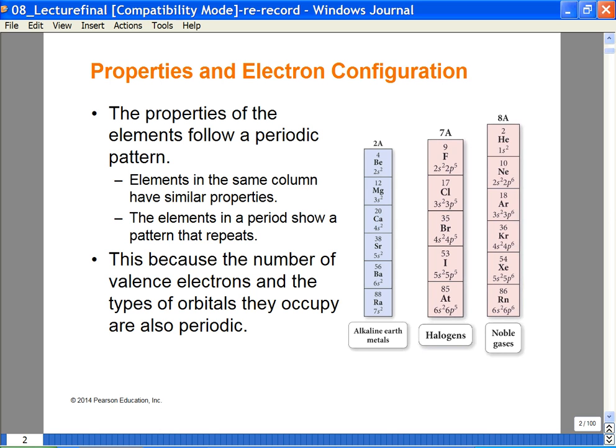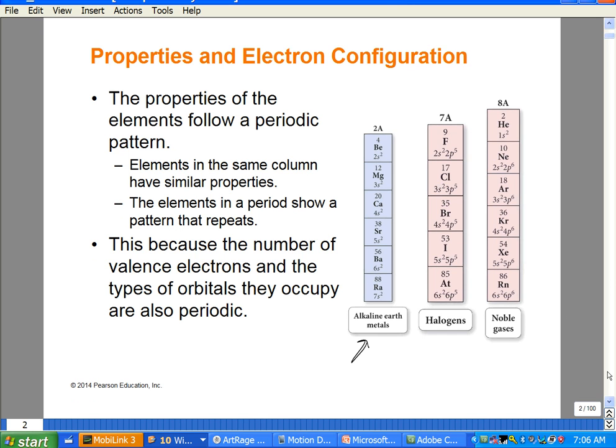So we remember that the periodic table is an arrangement of the elements that show predictable patterns in a periodic trend. We can look down a group or down a family and, based on the number of valence electrons, predict what types of properties they have. Some of the most noteworthy groups or families are the alkaline earth metals, which have 2 valence electrons, the halogens, which have 7, and the noble gases, which have 8.